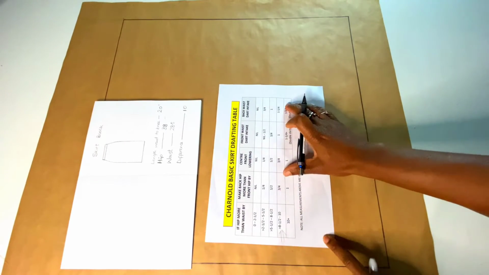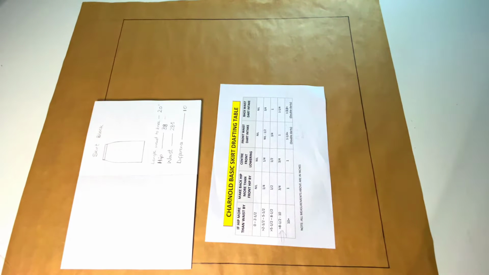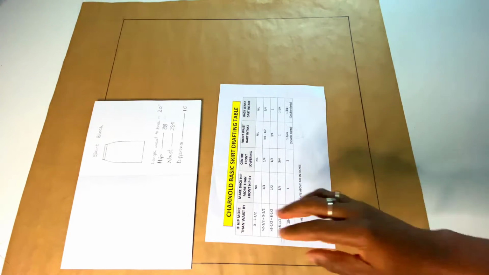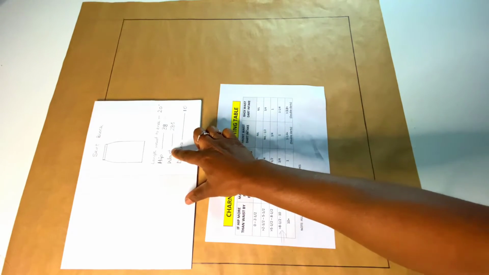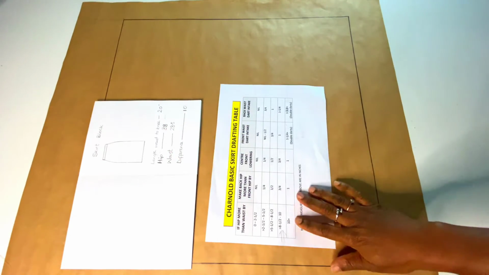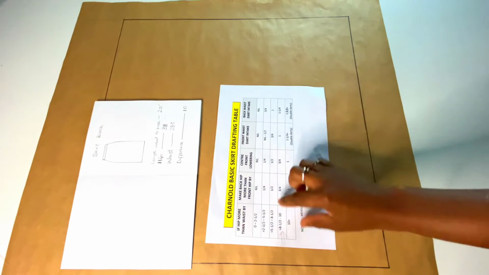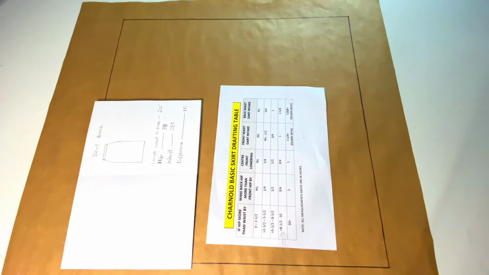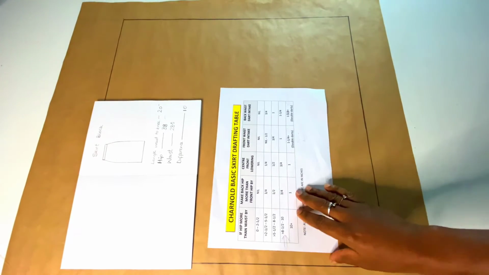I believe by now you have taken your measurements. Go ahead and add 2 inches ease to your hip and 0.5 inches to your waist measurement. Work out the difference and identify which row you will be using on this chart. So having got all of that now, we'll go ahead and start drafting.